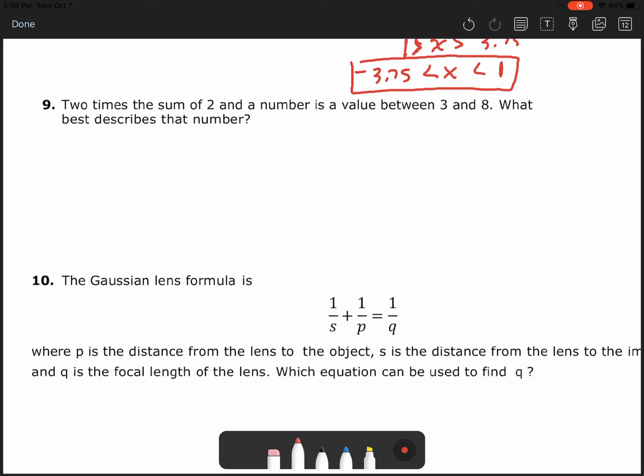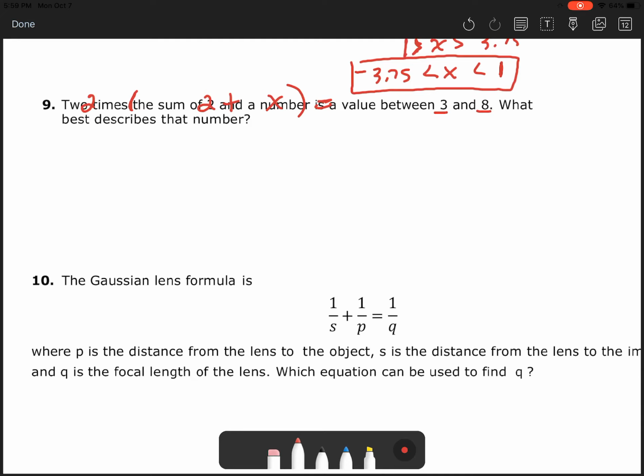Number 9. Okay, we got a word problem. 2 times the sum of 2 plus a number, so that's x, that's equal to a value between 3 and 8.